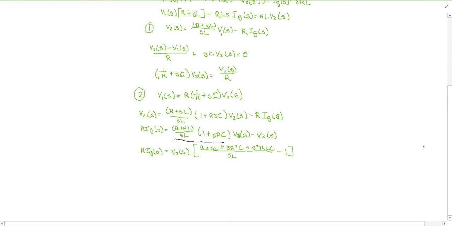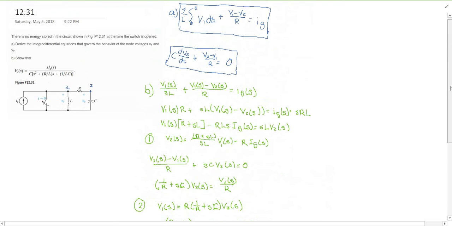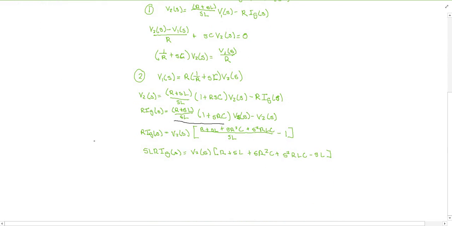Okay, so then we have that, and then what we're going to do is multiply both sides by SL, so it's going to be SLR IG of S is equal to V2 of S times (R plus SL plus SR squared C plus S squared RLC minus SL). Right? So then you have to remember that what it's asking for us is to find what V2 is equal to. So that's what we're going to do.